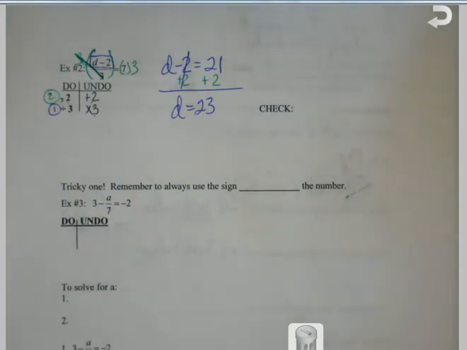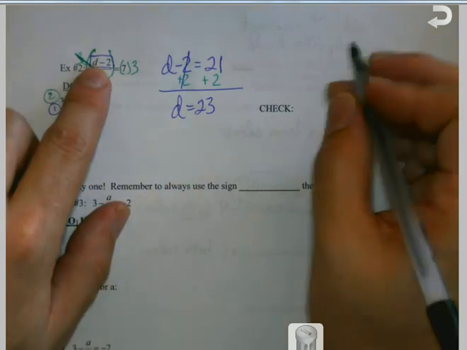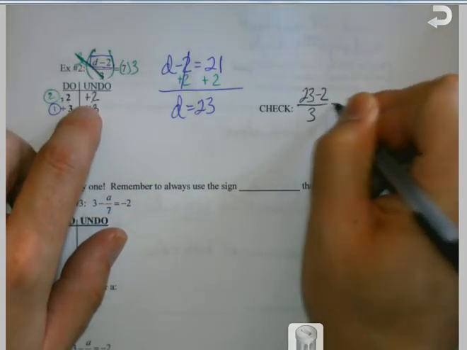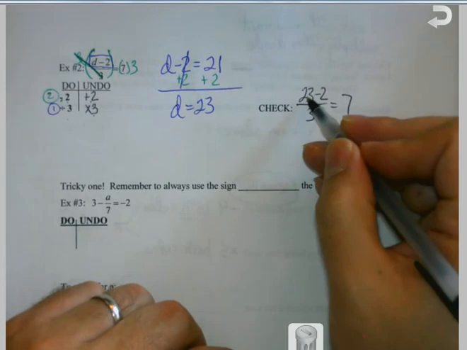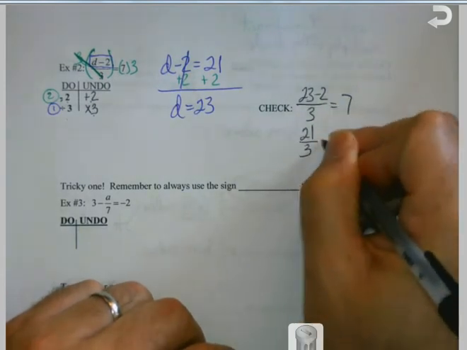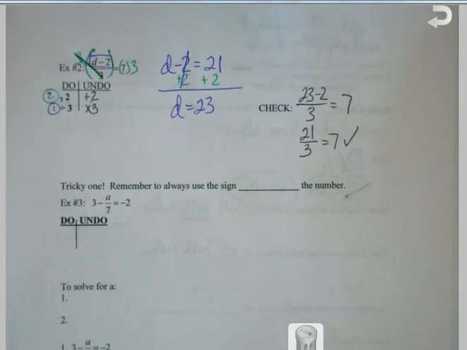Now again, I'm not going to force you to check, but if I wanted to, all I would do is say, okay, I'm going to plug this 23 in for my d. Let's see here. 23 minus 2 is 21. Divided by 3, yep, that's 7. Okay, that one works. And if I do the check and I find out it doesn't work, I'm like, oh, I did something wrong. I better go back and look at this again.